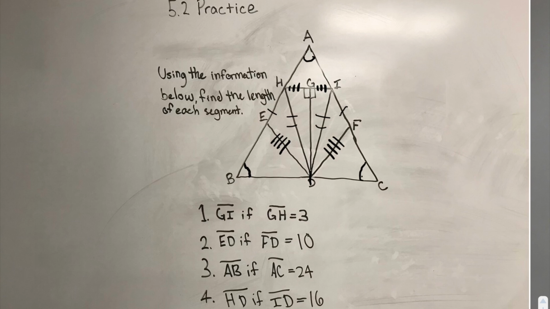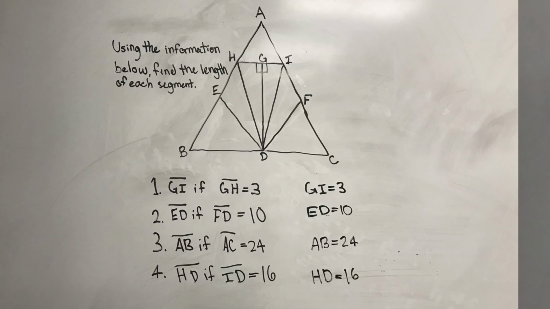Okay, if you were paying attention, then you should have quickly figured out that GI was equal to 3, ED was equal to 10, AB was equal to 24, and HD was equal to 16. This was a quite easy practice due to the fact that all of these segments were congruent.